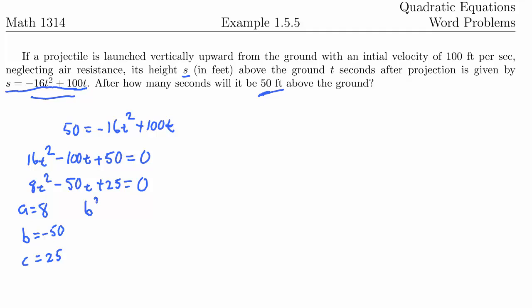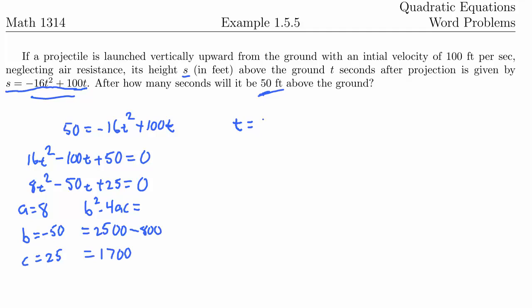So that gives me b squared minus 4ac is equal to negative 50 squared, which is 2500, minus 4 times 8 times 25. 4 times 25 is 100, times 8 is 800. So that's 1700. Notice because this is greater than 0, I'm going to get 2 real solutions. That's good.